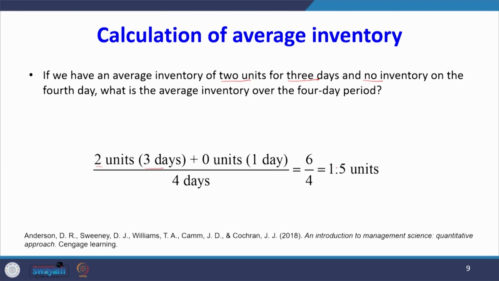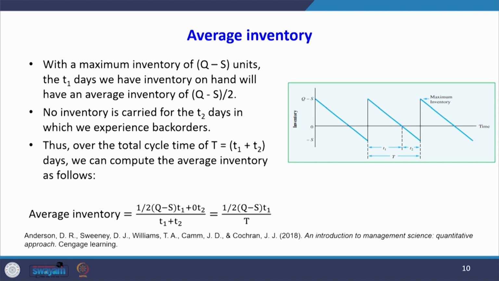So, this is a sample calculation for finding the average inventory. See that there is a shortage. This idea we are going to use to find the average inventory whenever there is a shortage. Average inventory with a maximum inventory of Q minus S units: we know that the maximum inventory is Q minus S, and for T1 days we have inventory on hand. So, up to these T1 days we will have inventory on hand.